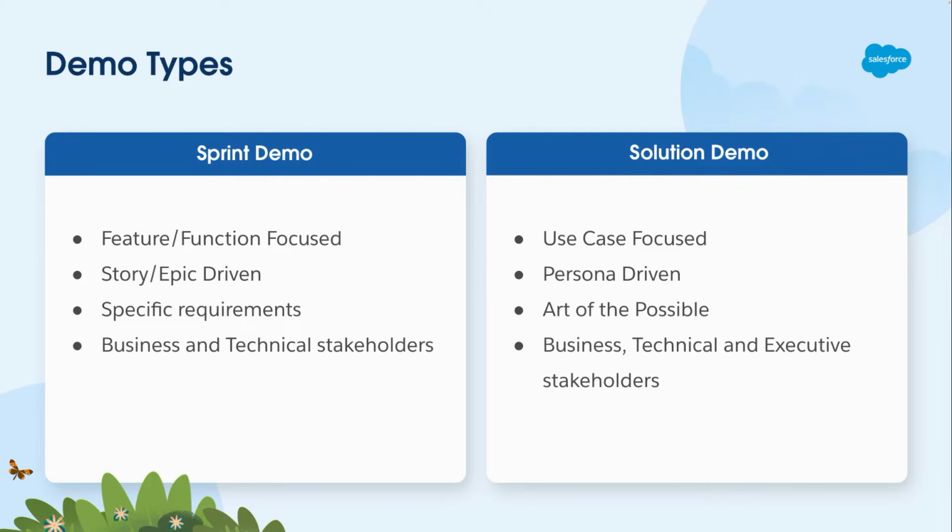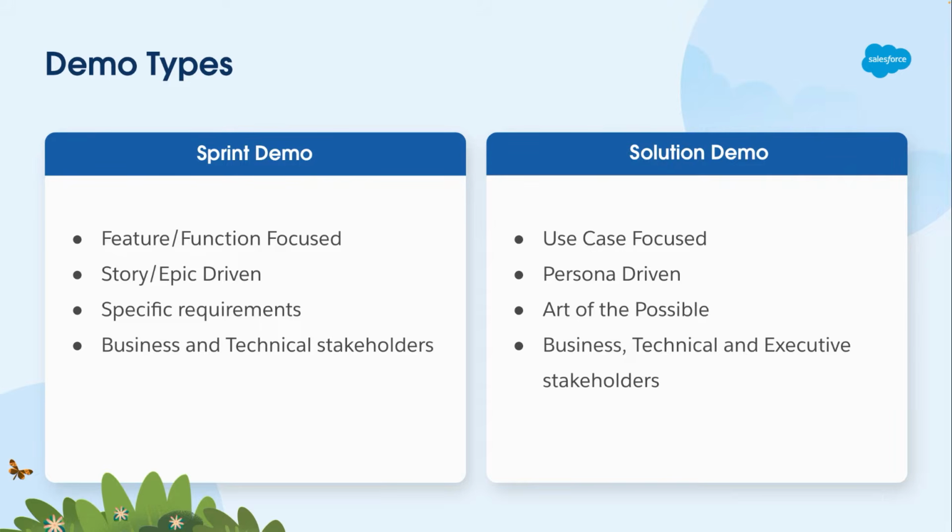If I'm a consultant or a developer internally or an admin, these are things that are feature function focused. I've been building for 2 to 3 weeks, and here is that functionality that I've built. It's typically around your stories and your epics. It's identified around specific requirements, and it's typically to business and technical stakeholders. You may have some executives in some of those.